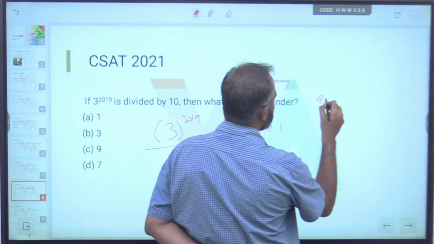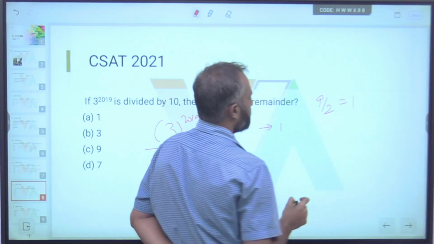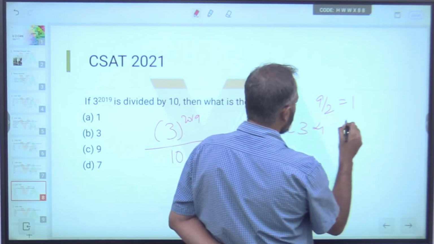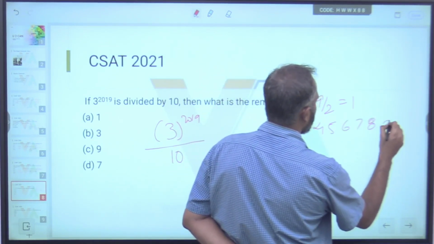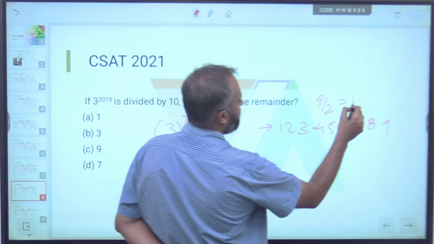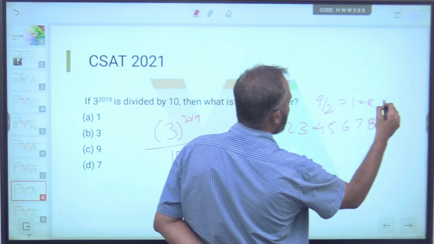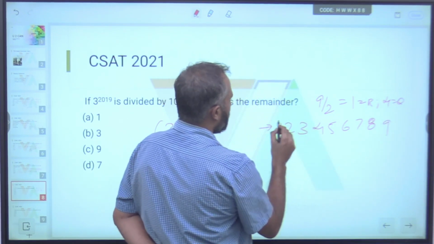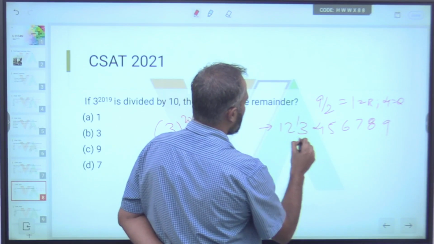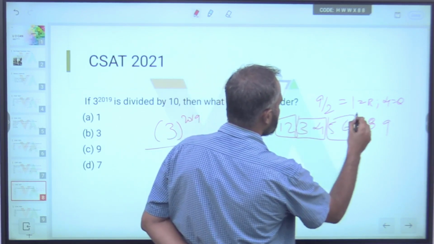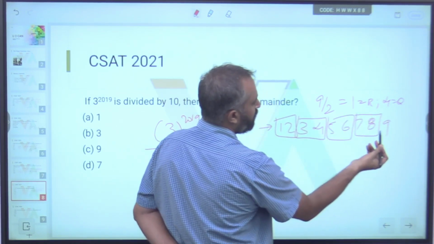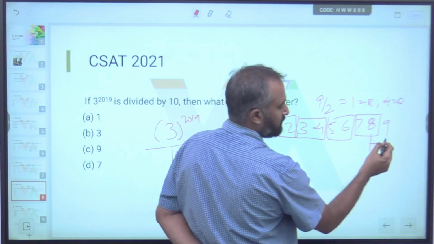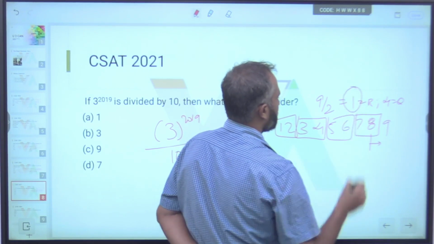Suppose 9 by 2 is there. What is the remainder? 1. How do you visualize this? 1, 2, 3, 4, 5, 6, 7, 8 and 9. 1 is the remainder, 4 is the quotient. Got this? Now, we are dividing it into blocks of 2. 1, 2, 3, 4, 5, 6, 7, 8. So, 9 is left out. The distance from the nearest multiple is 1. So, that is the remainder.